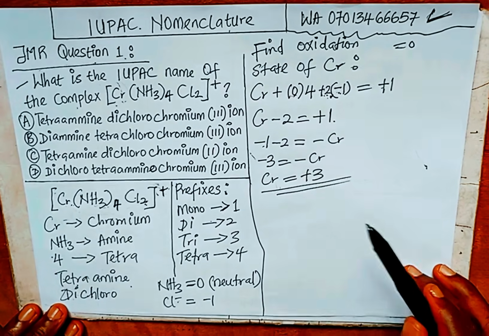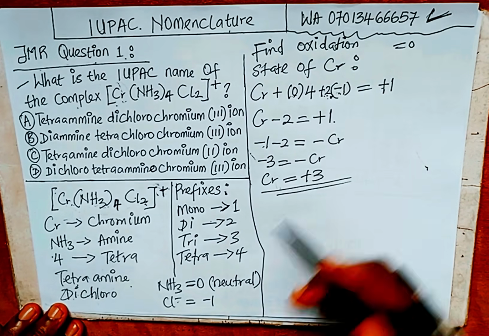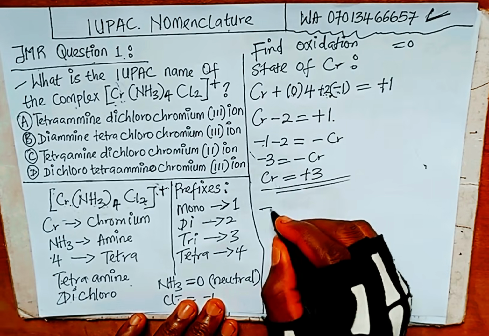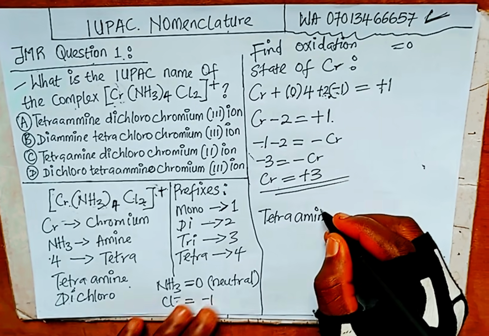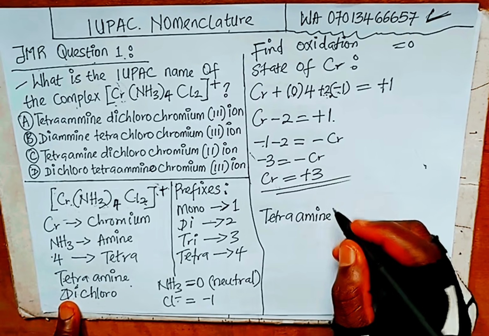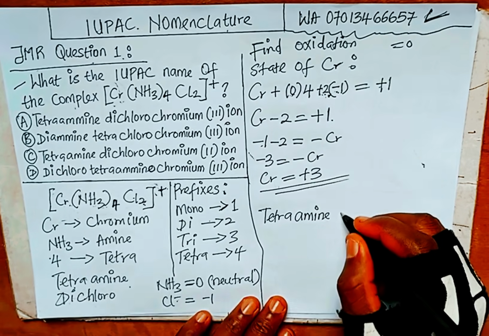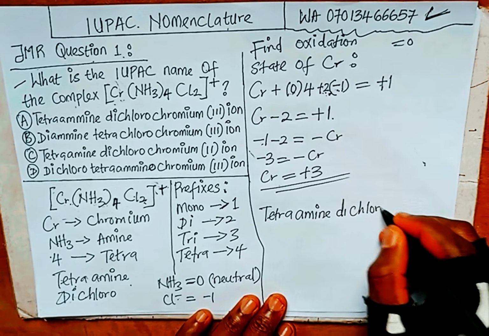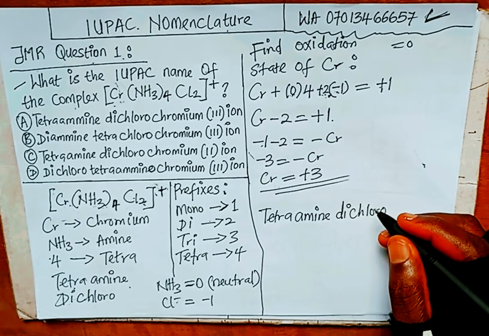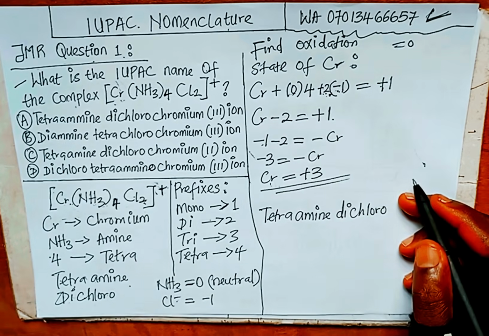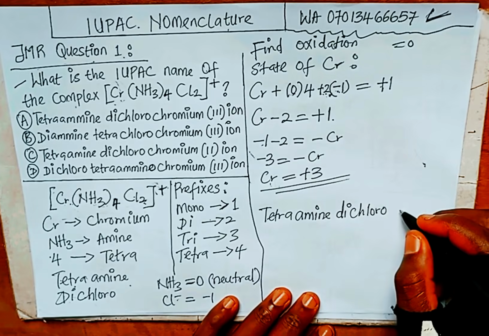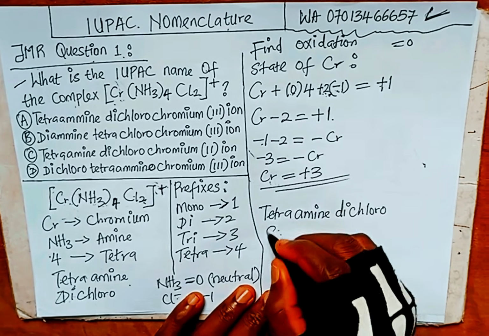So which one will come first? Is it amine or chloro? It's amine that will come first. So we are going to say tetraamine. Then the next is chloro. Dichloro. What's now the next again? Chromium. Chromium is the next. So the metallic ion, chromium. Let's put it here. Chromium.